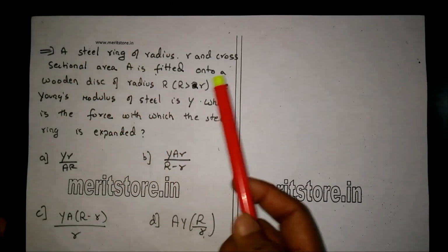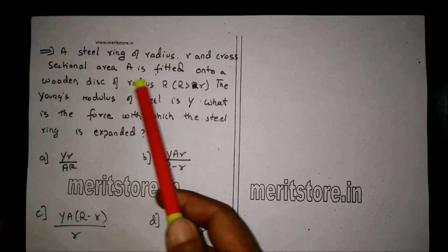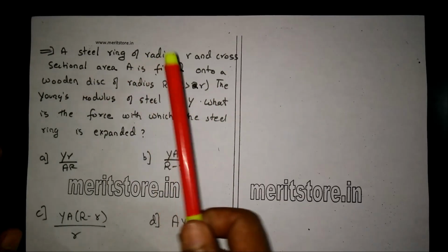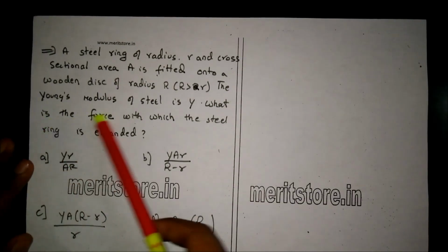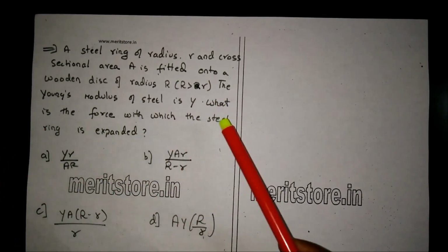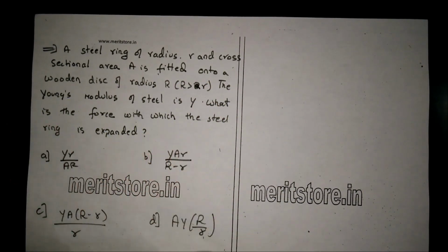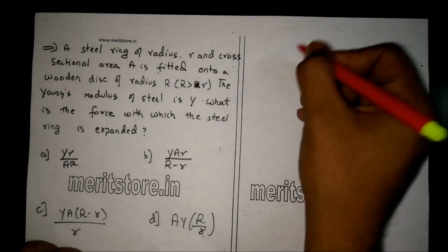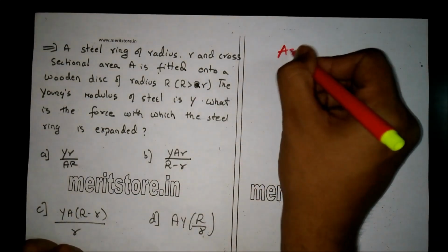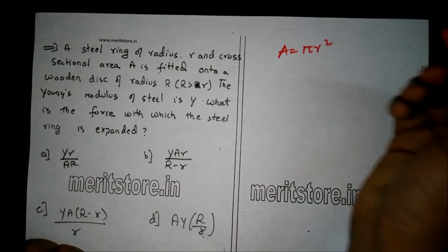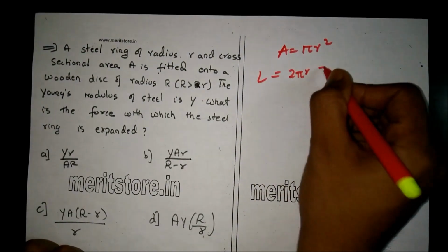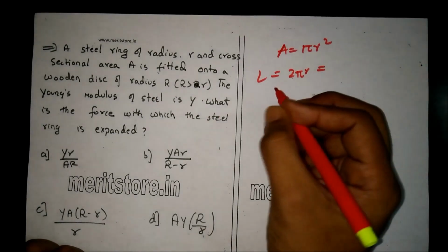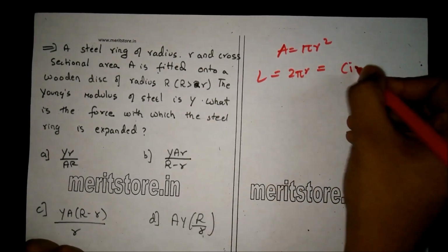A steel ring of radius small r and cross-sectional area A is fitted onto a wooden disc of radius capital R, where capital R is more than small r. The Young's modulus of the steel is Y. What is the force with which the steel ring is expanded? Here are the options. Now, in this case, the area of the steel ring A is equal to pi r square. Now, the original length L will be equal to 2 pi r, which is equal to the circumference of the ring.